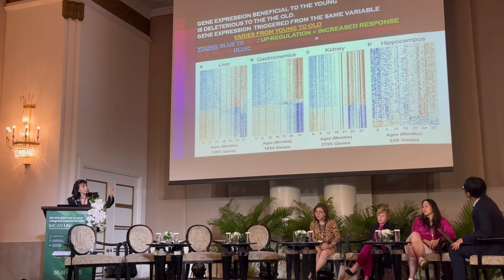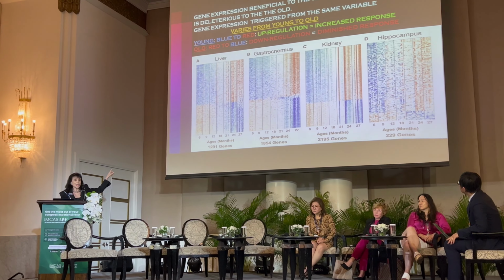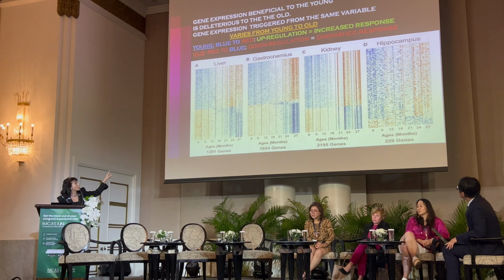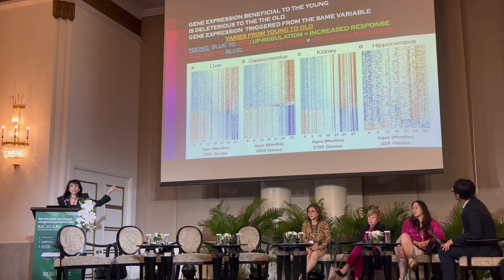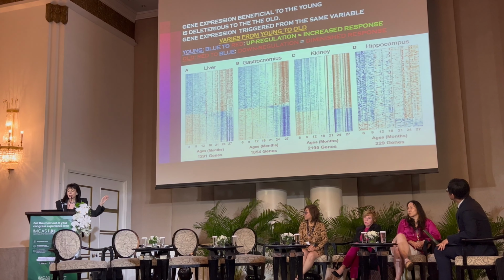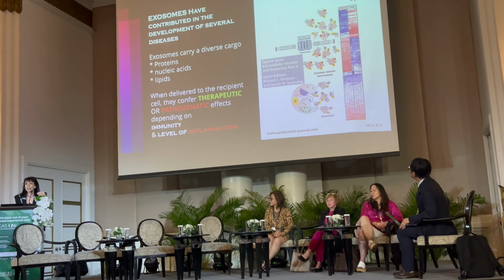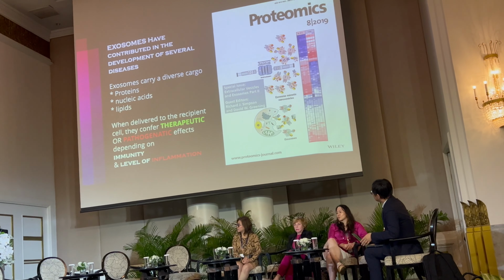Gene expression is beneficial to the young, but it's deleterious to the old. So as you can see here, the blue goes to the red when they're young, and that is a good thing. And the red goes to the blue. Basically, that's a reversed effect in the old. So what's good for the young is bad for the old in gene expression. So you cannot just take gene expression and say that's it, that's the answer.